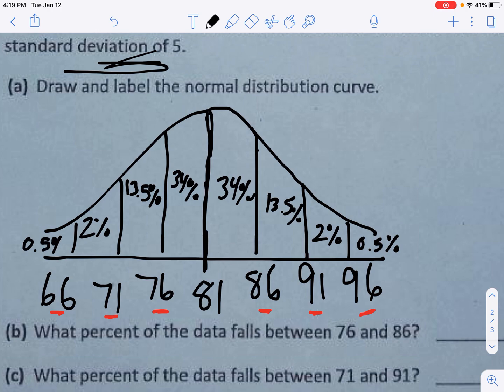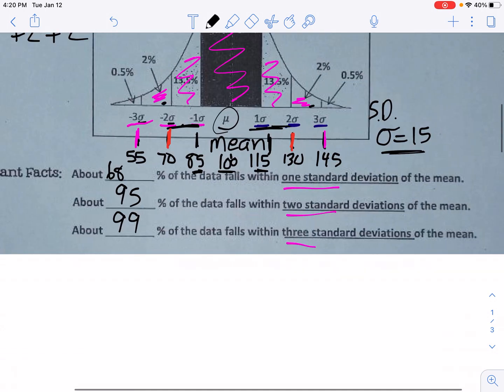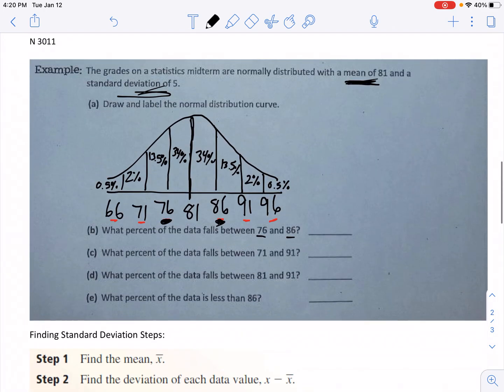Okay, so with that in mind, it says what percent of the data is between 76 and 86? Well, 76 is here, 86 is here. They're both 1 standard deviation from the mean. Well, what did we say earlier? If we're 1 standard deviation away from the mean, that's 68% of the data. So, what percent of the data falls between 76 and 86? 68%, okay, because they're 1 standard deviation away.